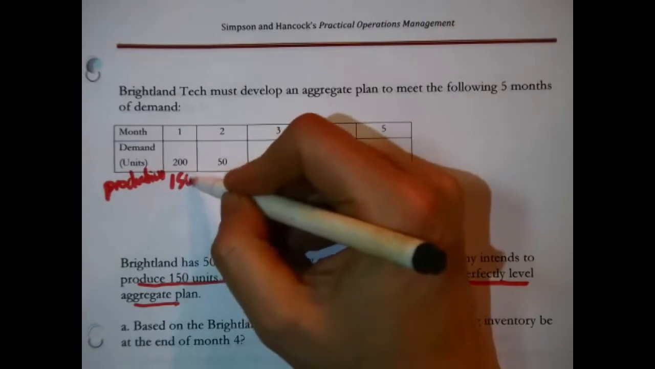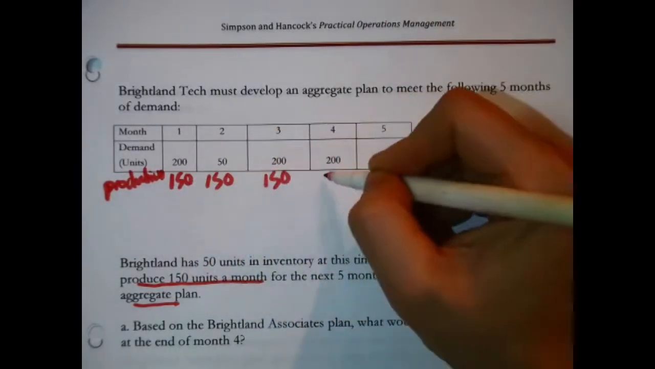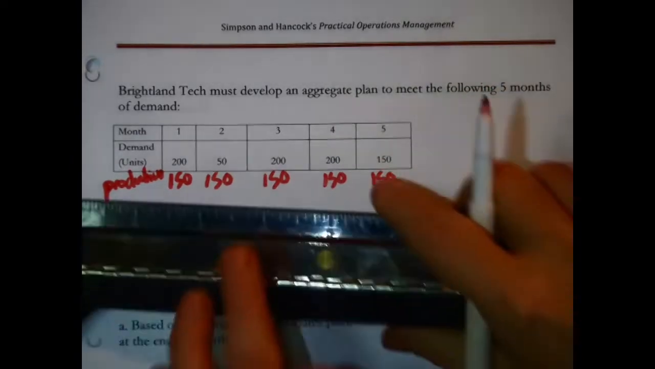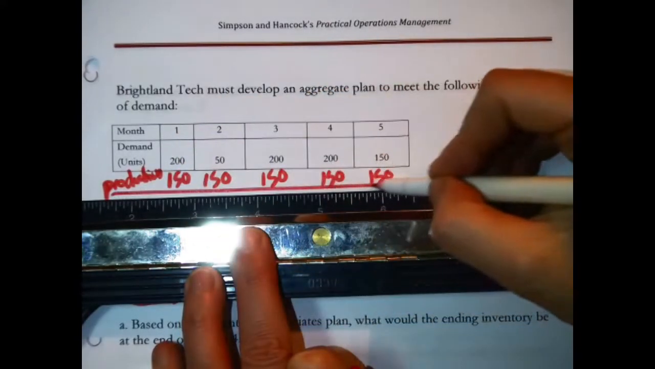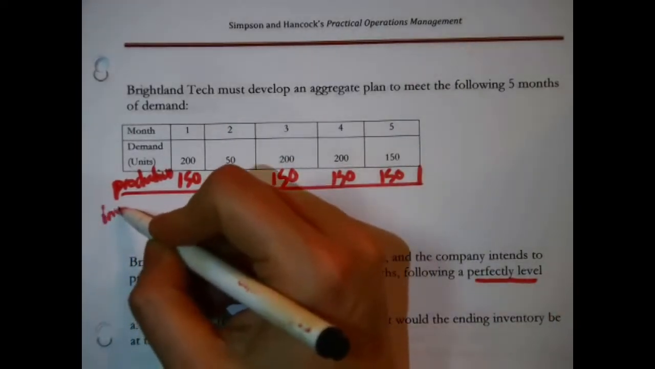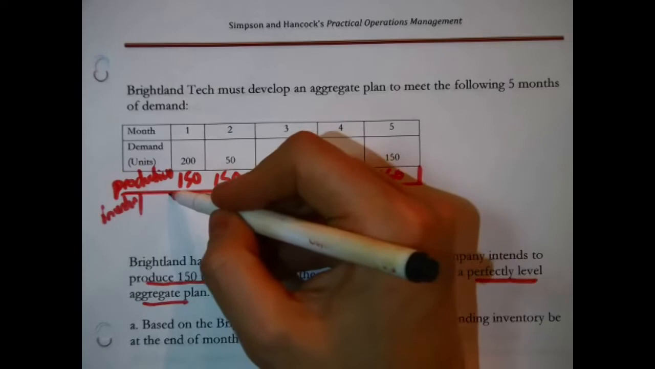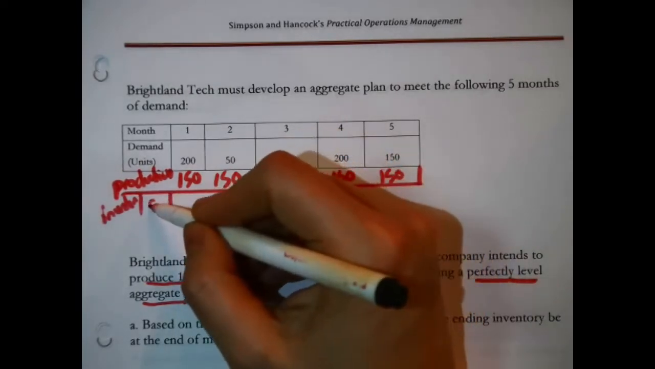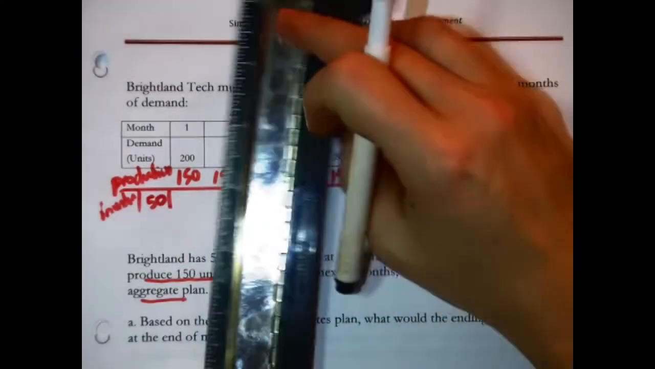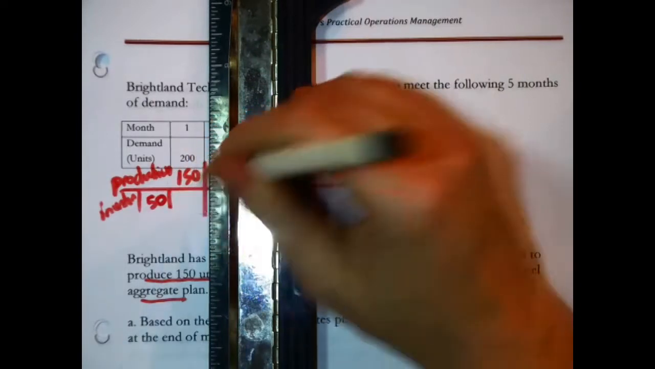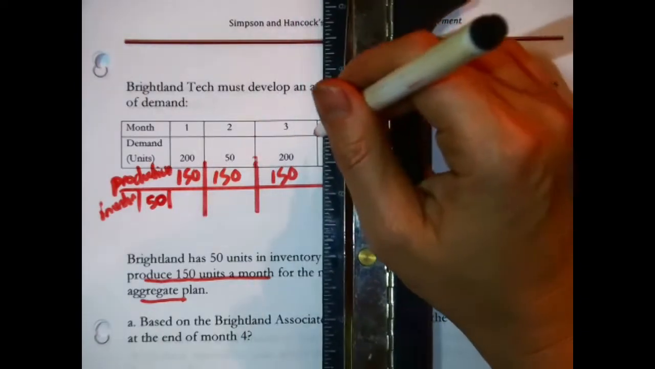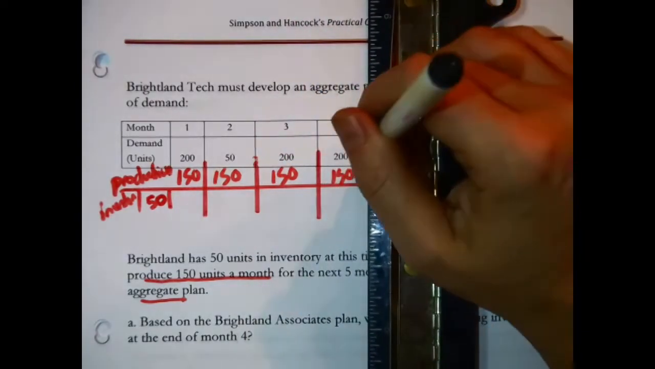They're saying they want to produce 150 a month in a perfectly level plan. We're just going to note that. We're going to make that a new row on this table, right? And then another row, inventory, specifically ending inventory. And I want to leave an extra space here for my starting inventory of 50, because now I have essentially a worksheet to piece together what each of the questions is asking.